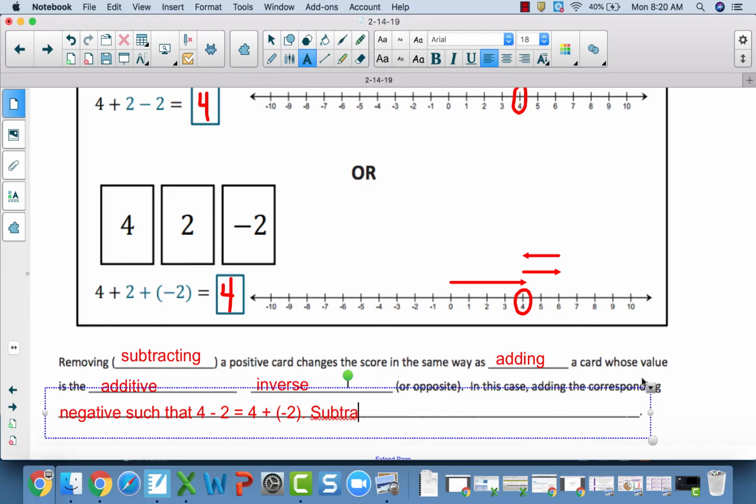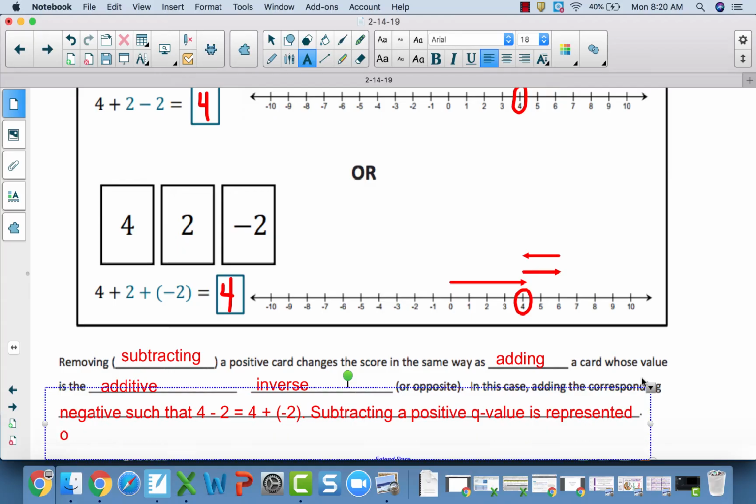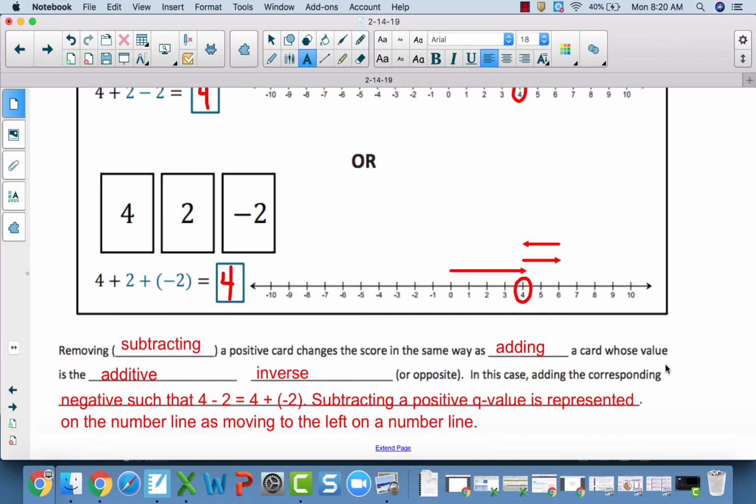Okay? Subtracting a positive Q value, and remember, Q is the second number, is represented on the number line as moving to the left on a number line. Okay? So, subtracting is the same as adding the opposite. So 4 minus 2 is the same as 4 plus negative 2. So subtracting that Q value, that second integer, is the same as moving to the left on a number line.